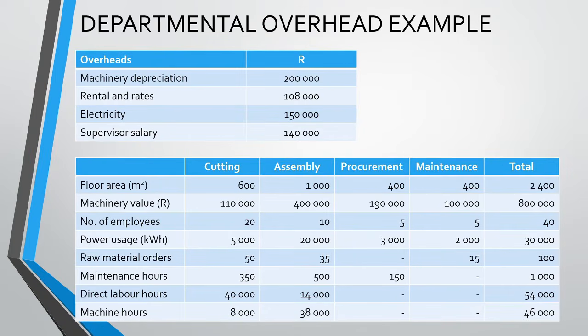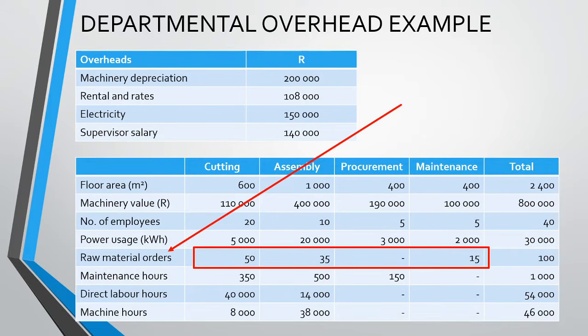Remember that we need to allocate the service departments based on the other department's usage. If you have watched our previous videos, you should remember that procurement relates to the purchasing of goods and services, and so we selected raw material orders as our means of allocation. So now we need to allocate procurement to the cutting, assembly, and maintenance departments. So 50 out of 100, which is the total, will go to cutting. 35 out of 100 will go to assembly, and 15 out of 100 will go to maintenance.